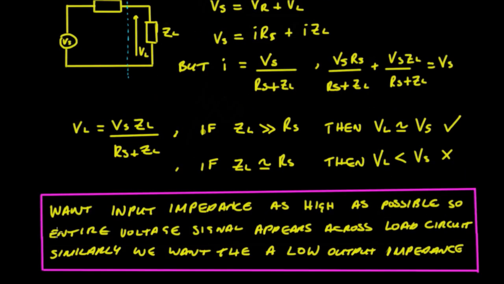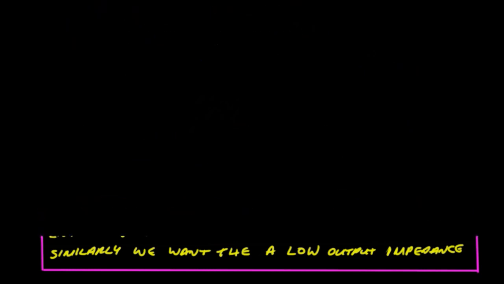So the basic premise is that we want the input impedance to be as high as possible. This would be the input impedance of another stage, that's ZL. And we want the output impedance, which would be the output impedance of a previous stage, to be as low as possible. If we ensure that those two criteria are met, then we'll get the maximum amount of voltage transferred from one point across to another point on the circuit. So that's the idea of using a voltage follower.